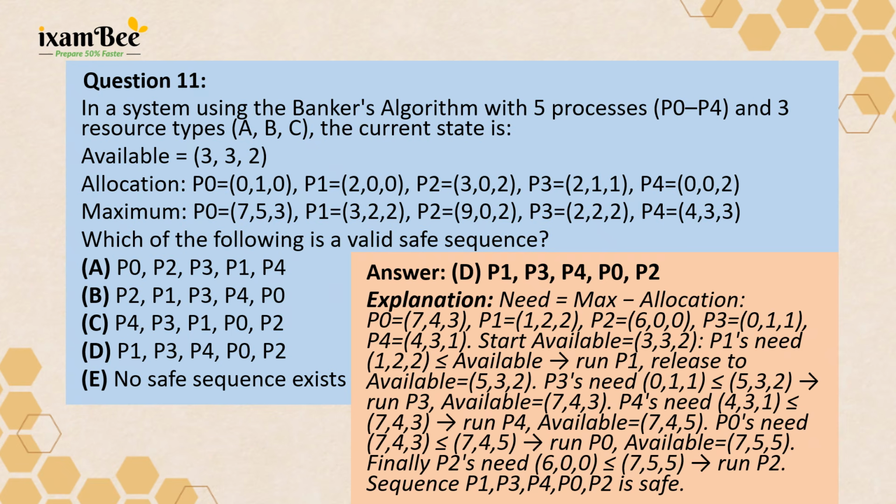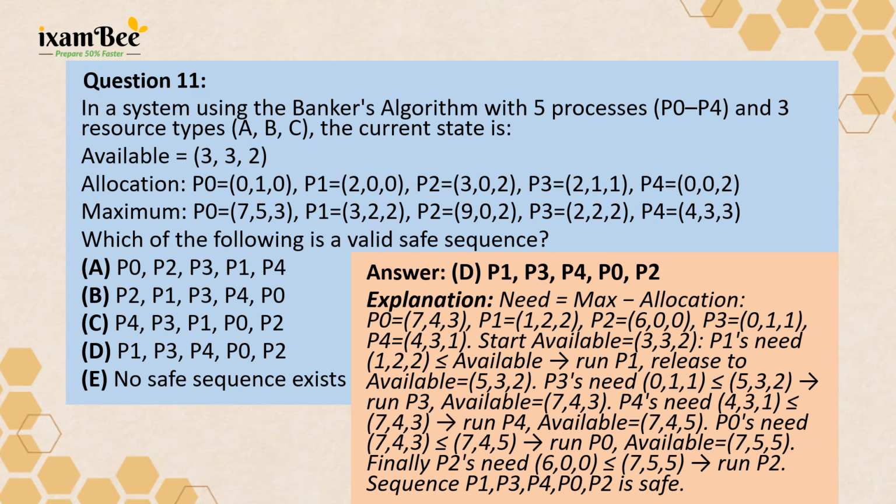Now let's simulate starting with available at 332. P1's need 122 fits within 332. So P1 can run. It finishes and releases its allocation, bringing available up to 532. Next, P3's need, which is 011, fits within 532. So P3 runs and releases, bringing available to 743. Then P4's need, which is 431, fits within 743. So P4 runs and releases, bringing available to 745.